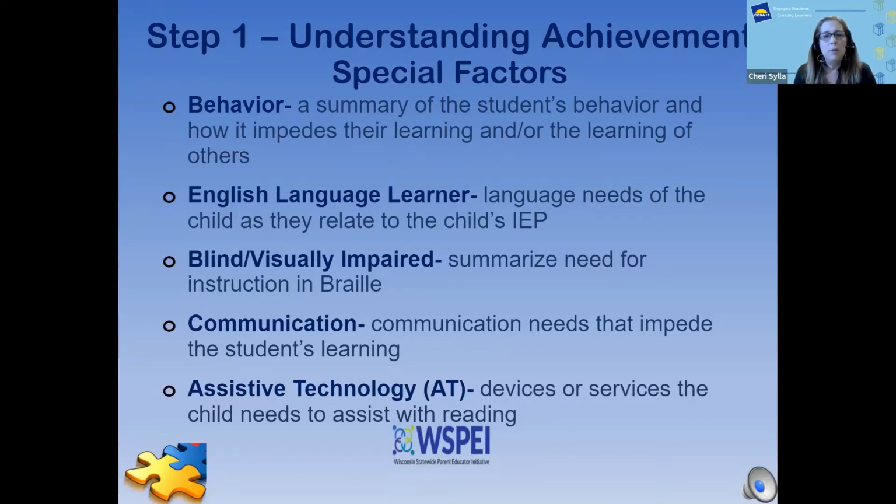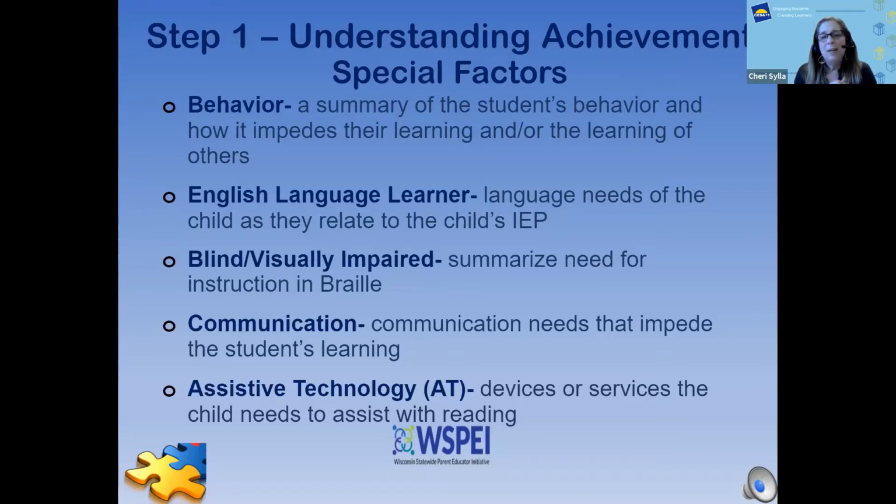this is a summary of the student's behavior and how it impedes their learning and or learning of others. So sometimes we have to think about, does the student have a behavioral intervention plan? Does the student have any particular needs? And if the student does, you're going to check yes, and then you're going to indicate some information there. If they don't, then you're going to say no.